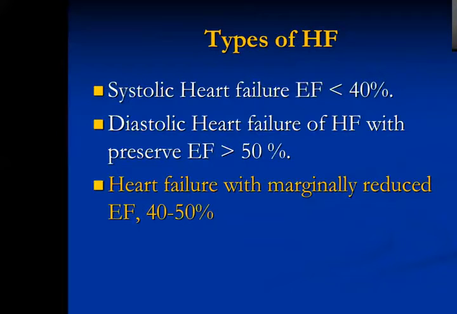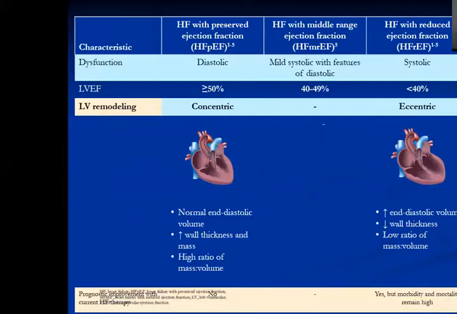Then heart failure with marginally reduced EF, a patient whose ejection fraction is between 40 to 50%. And that's why, when you're talking about these three kinds of heart failure, the definition of inability of the heart to pump blood is not going to cover every kind of heart failure. That's why remember that first definition I have told you. So we have basically three kinds of heart failure: heart failure with reduced EF, heart failure with marginally reduced EF, and heart failure with preserved ejection fraction.